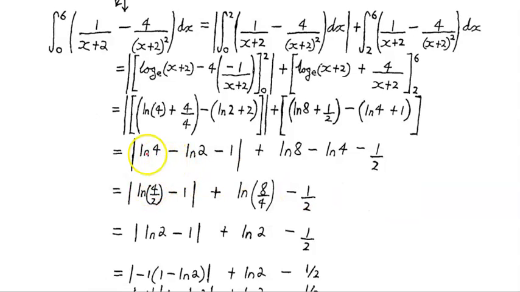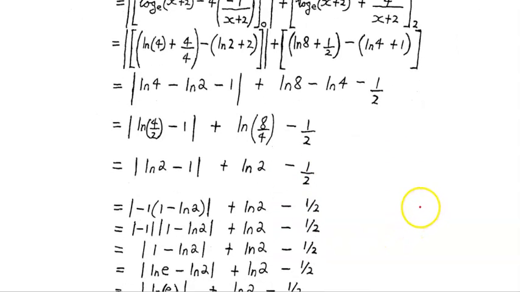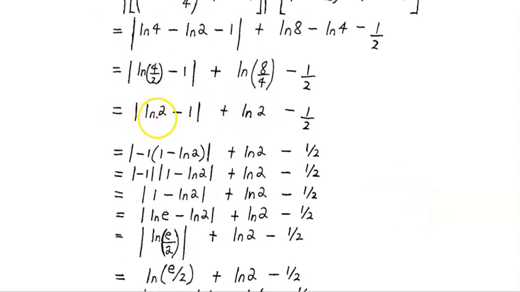Okay, here, using the log laws, we can have natural log of 4 over 2. We can condense that, simplify it, minus 1 plus, same over here, natural log 8 over 4 minus a half. So this gives us the natural log of 2 minus 1 plus natural log of 2, minus a half. We're just going to play a little bit of games here. We can simplify this a little bit, but inside the absolute value sign, if we take out a factor of negative 1, so we're just rearranging this, so minus 1 in parentheses 1 minus natural log of 2 plus a natural log of 2 minus a half.